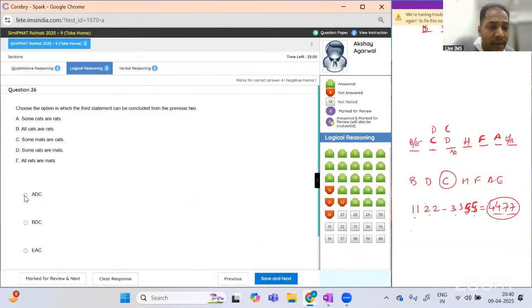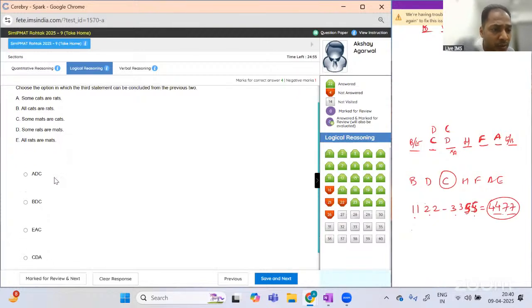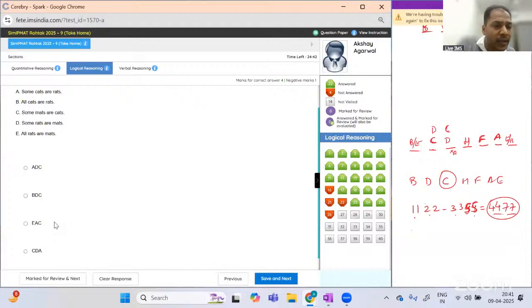Some cats are rats. Some rats are mats. Two particular statements will not get a conclusion. BDC. All cats are rats. All cats are rats. Some rats are mats. No. I will not get anything. All rats are mats. Now rats should have something. Some cats are rats. Some rats are mats. Yeah. All rats are mats. Some rats are also cats. Therefore, some mats are cats. Yes. Answer option 3.